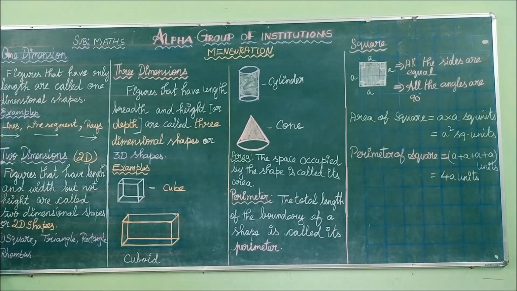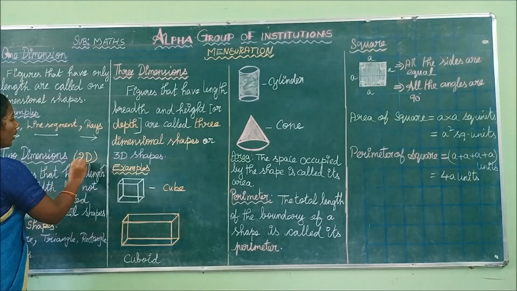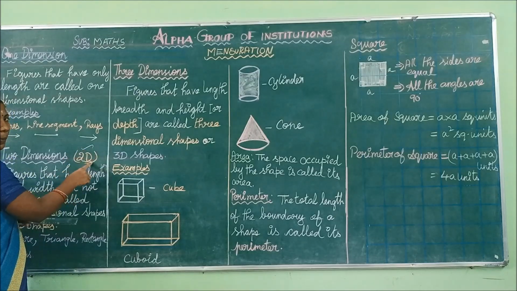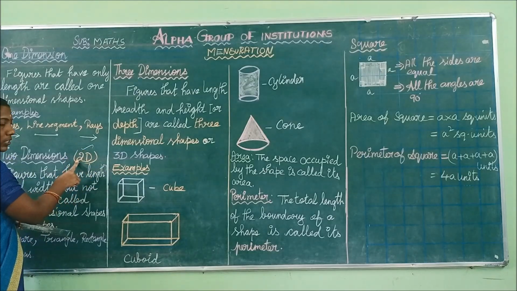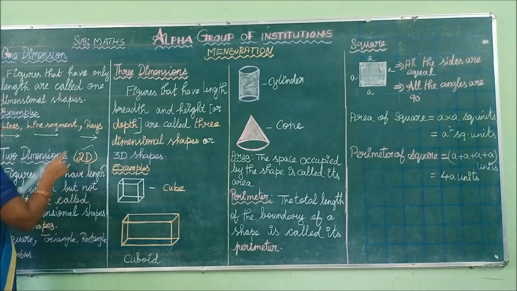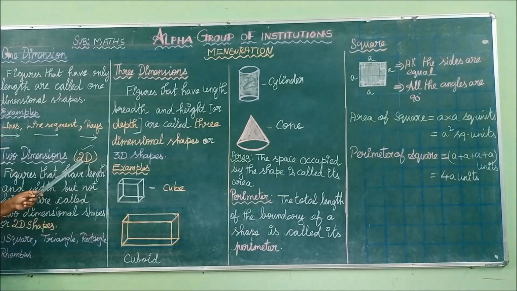Next we are going to see two dimensions. Shortly we write two dimensions as 2D. 2 means two, D means dimensions. How many dimensions are they having? Two dimensions. What are they? Length and breadth.